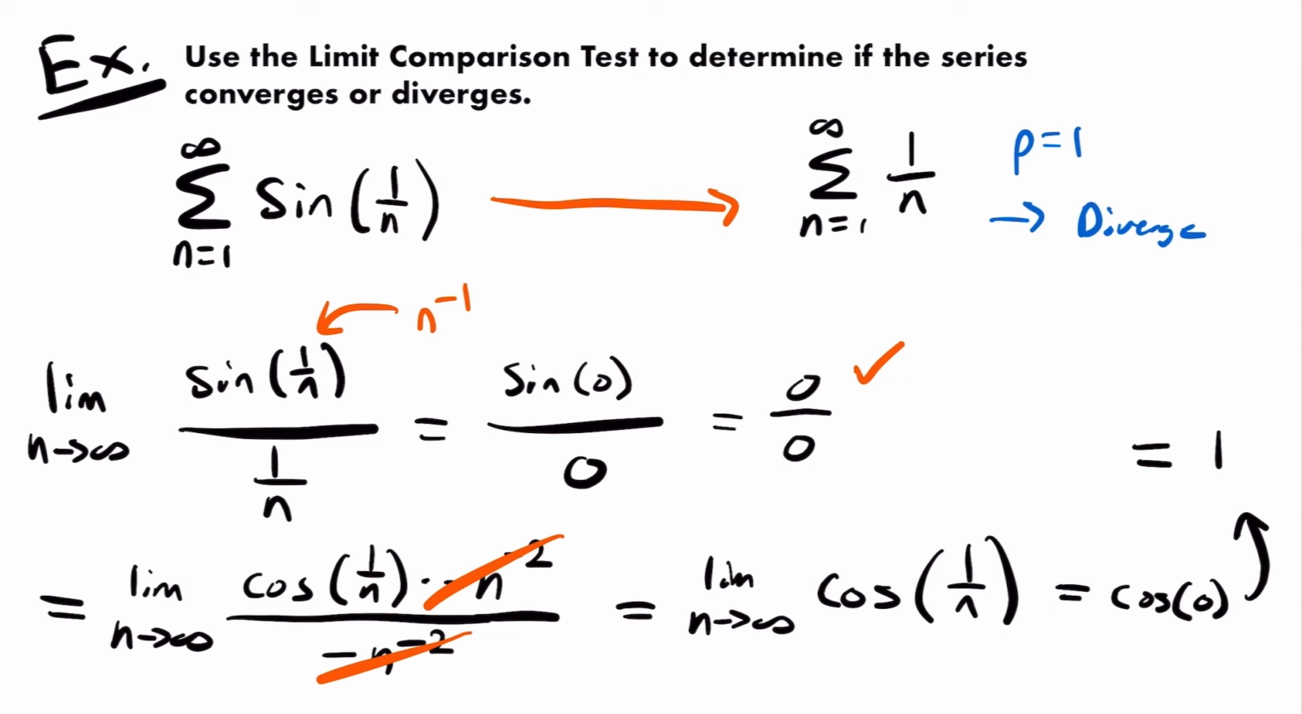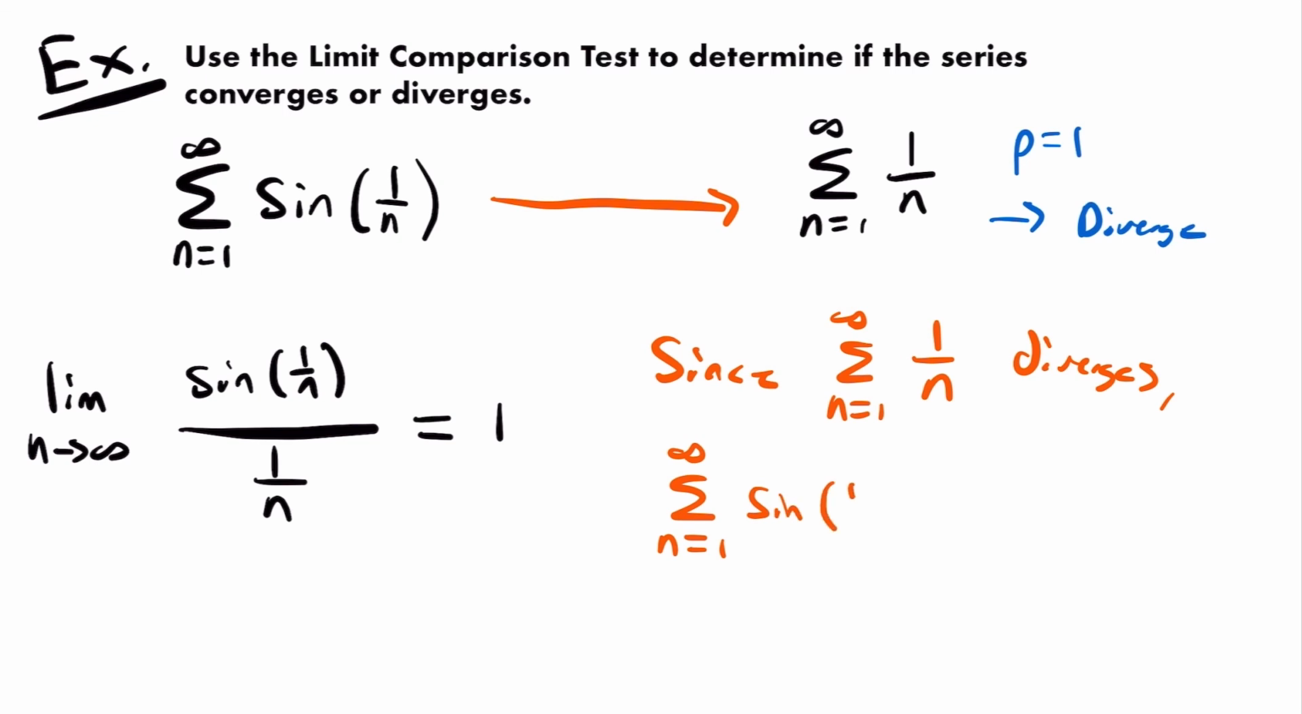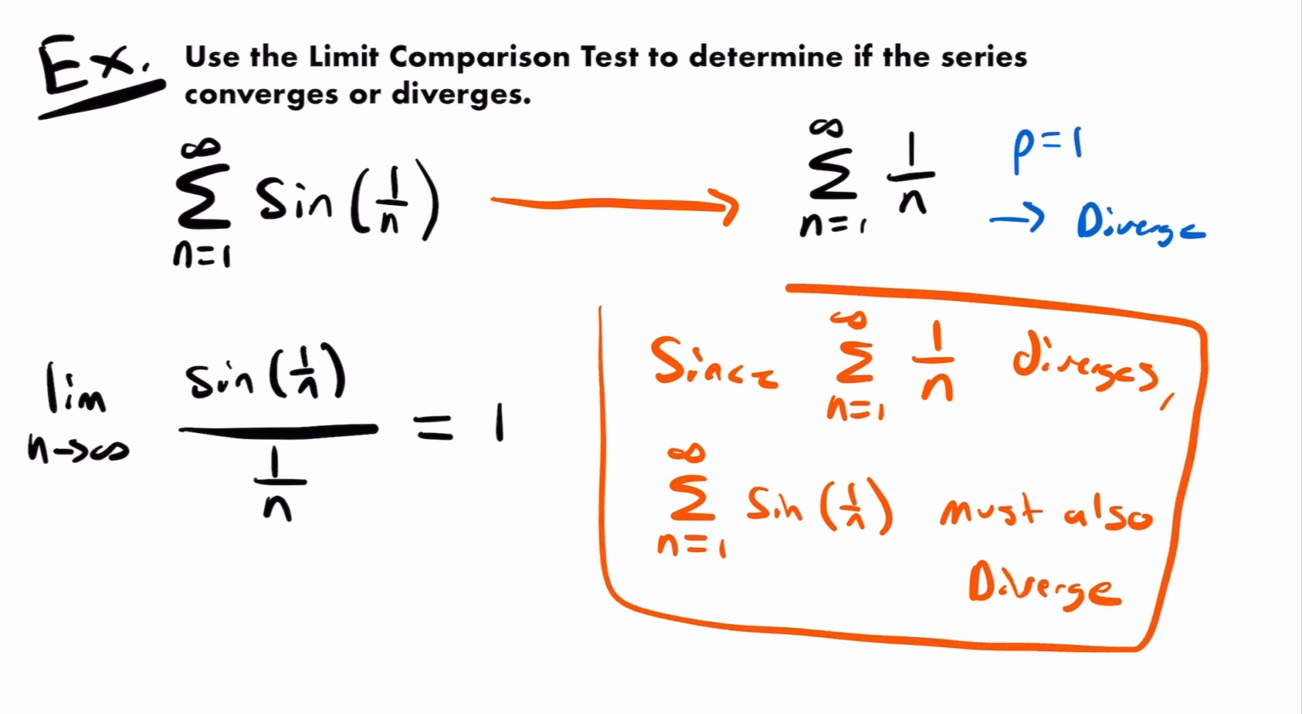And so this limit is equal to a finite value, and so we can conclude that this limit will diverge just like our comparison series. And so if I clean up my work here, we can say that since our comparison series, the sum from n equals 1 to infinity of 1 divided by n diverges, then our original series, the sum from n equals 1 to infinity of sine of 1 divided by n, must also diverge. All right, and so that is the final solution to this example. We have determined via the limit comparison test that this series diverges.